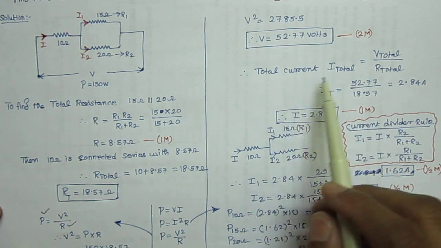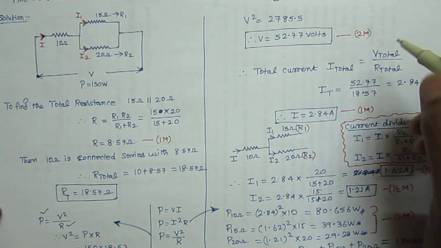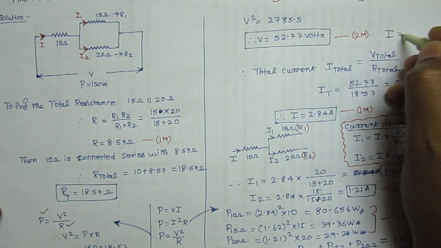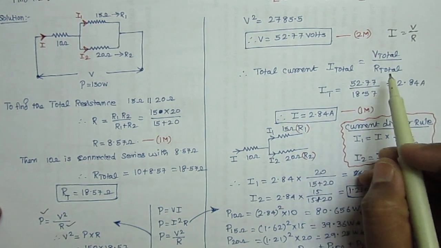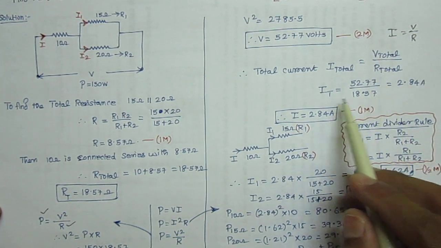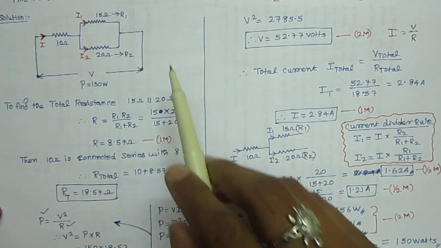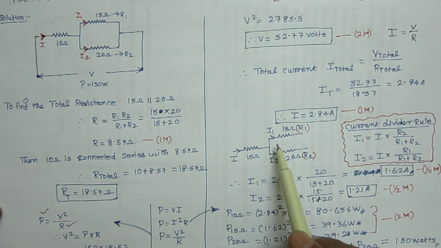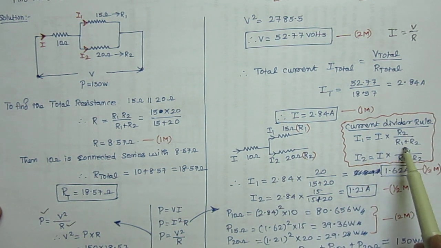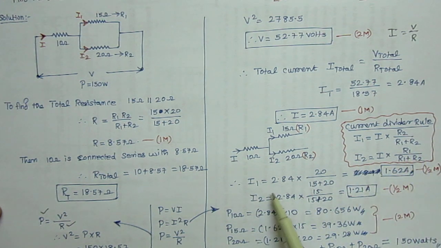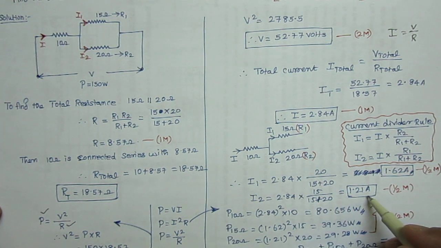So now total current, we don't know the total current. The total current formula, according to Ohm's law, is I is equal to V by R. So if you substitute the values, V total by R total, we'll get I total as 2.84 amps. Next we have to find the current in all branches. So we are supposed to find I1 and I2. The I1 formula is I into R2 divided by R1 plus R2. Similarly the I2 formula is given. If you substitute, we'll get 1.62 amps for I1 and 1.21 for I2.